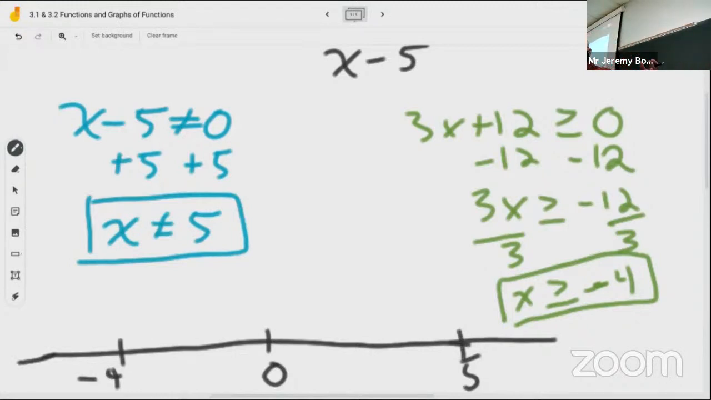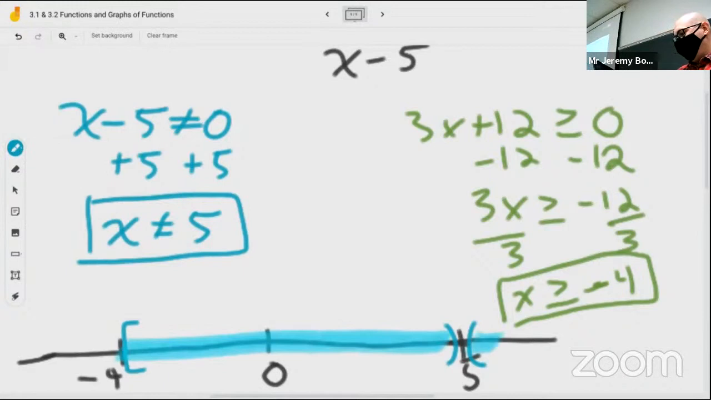We know that it can't equal 5. So I gotta take that away. So no, can't be 5. It's greater than or equal to negative 4. That means it could be equal to negative 4. And it's everything that's greater than it. Oh, it hit a stop right there. But then I could keep going after I pass up 5.